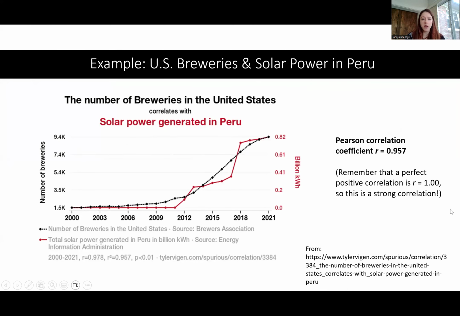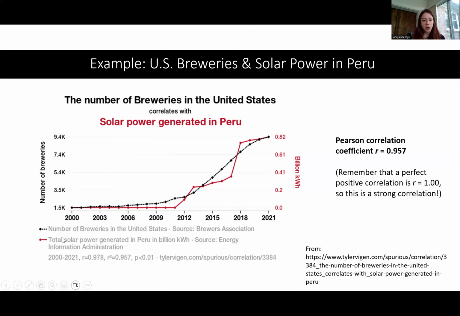All right, let's look at an example. This is from the spurious correlation website that was mentioned in the Baines textbook. It's a super interesting website if you just feel like being a nerd and looking at the different correlations. Very strange what relationships exist between variables that have nothing to do with each other. This one looked at United States breweries and solar power in Peru. As you can see, there is a positive correlation between the two variables. As there's more breweries built in the United States, the solar power generated in Peru also increases.